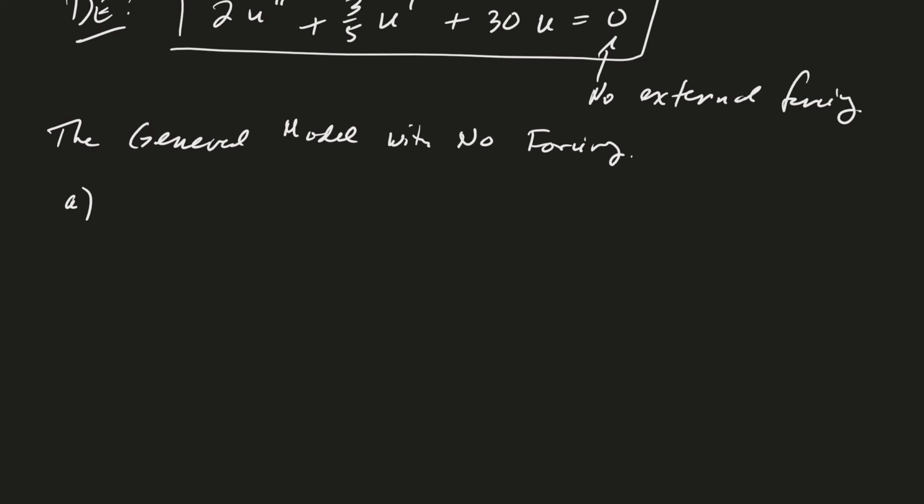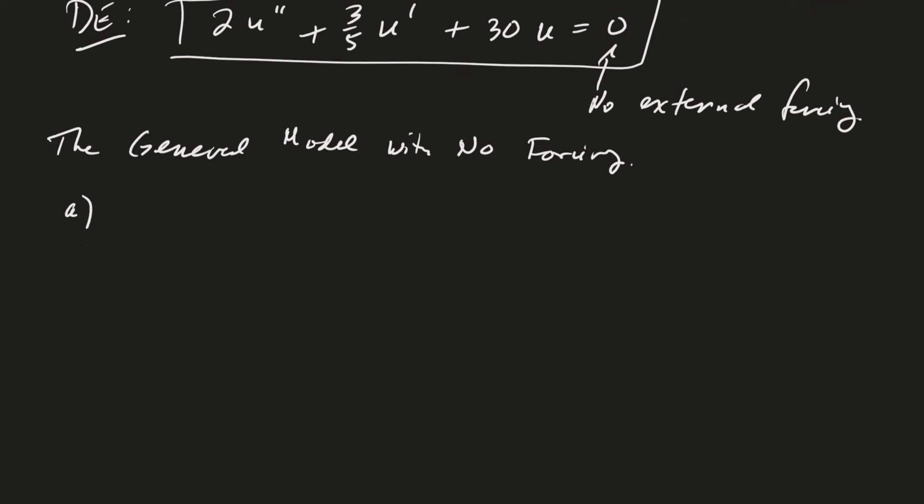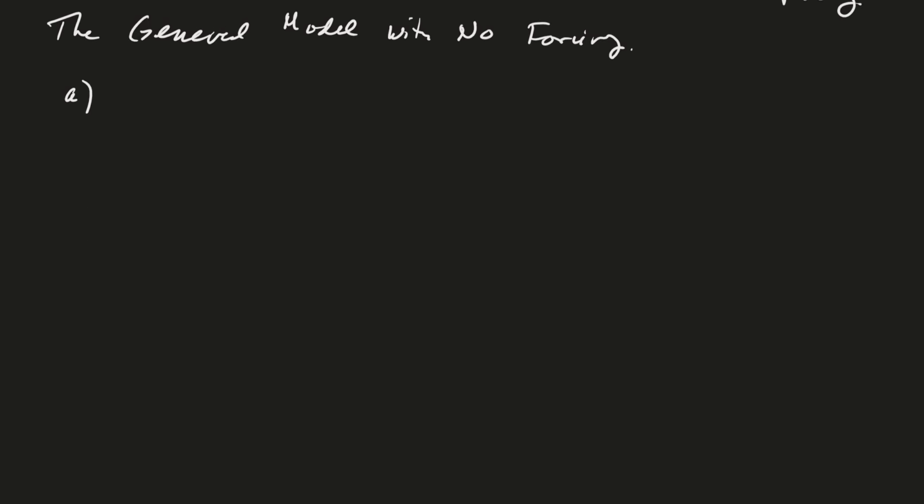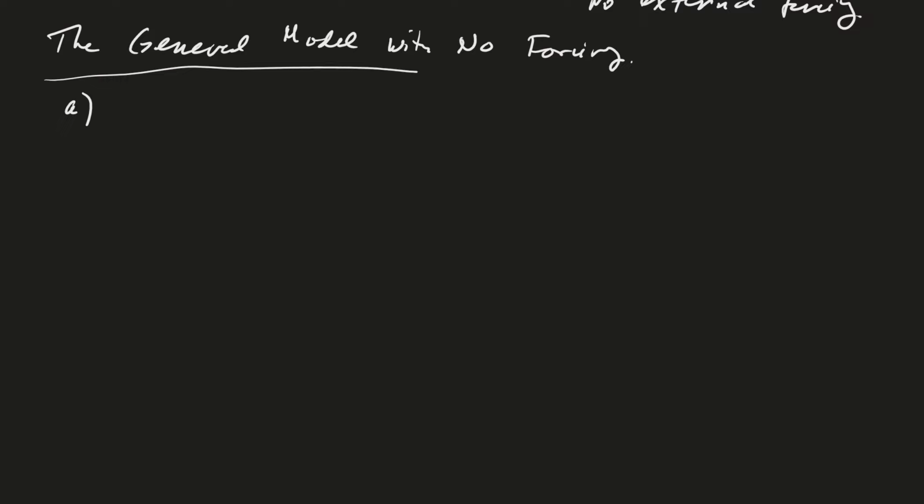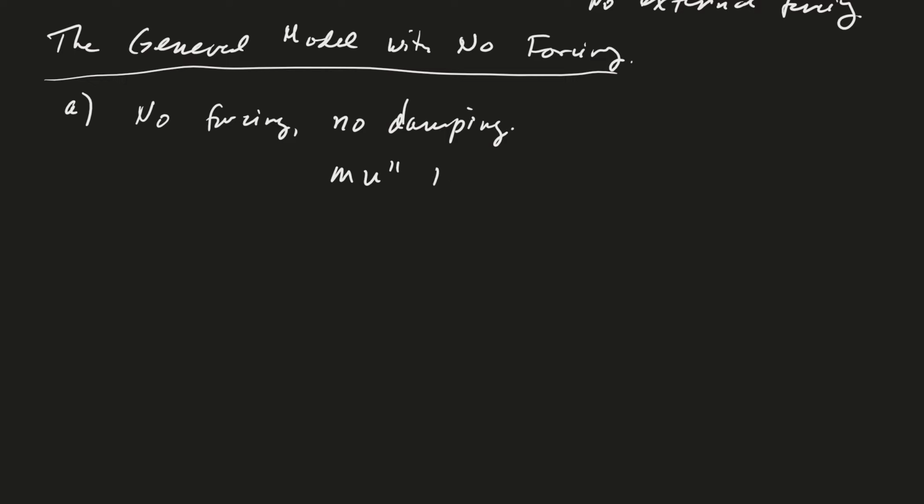Okay, so we finished up our model last time, and now we want to talk about some general properties. So we're going to be talking about the general model with no forcing. Okay, so our first even more specific example is what happens if you have no forcing and no damping. And that means your differential equation just looks like mu double prime plus k times u equals 0.